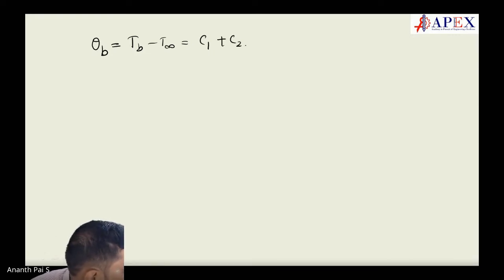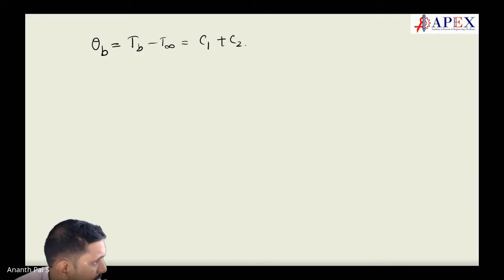Next question. Next, continuation of this. So now what happens here? So also, if you consider theta base, theta base is equal to TB minus T infinity, which is equal to C1 into e power 0. X is equal to 0, it will become 1 plus C2. So C1 plus C2.